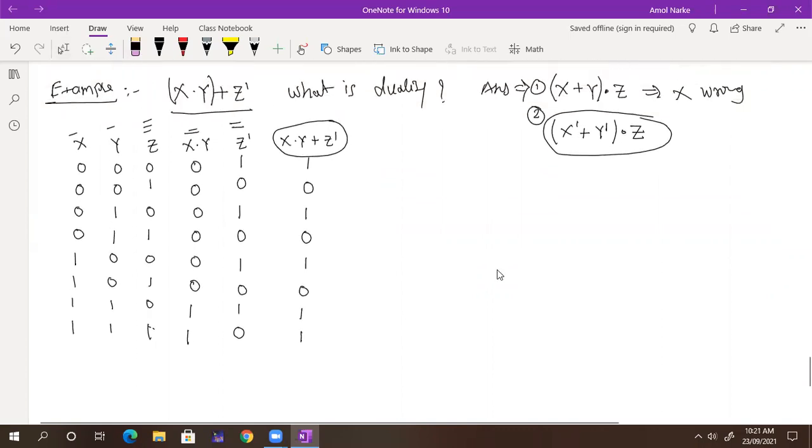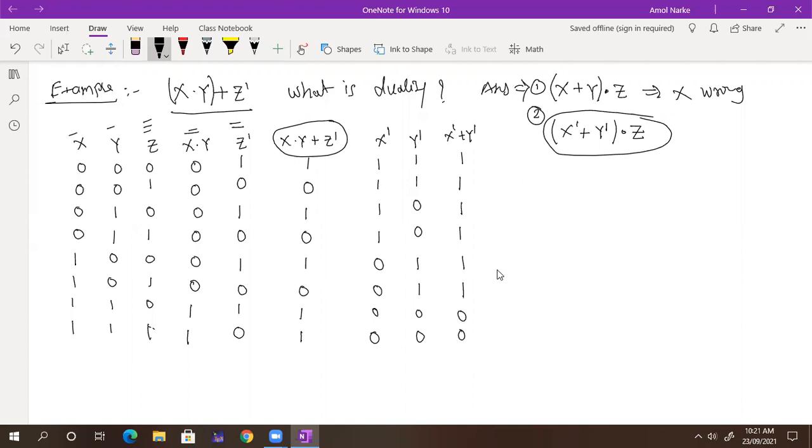I just try to find out here only. So what we have here, x: 1, 1, 1, 1, 0, 0, 0, 0. Again we have y complement: 1, 1, 0, 0, 1, 1, 0, 0. Next we have plus in that. Plus is nothing but or. So here I will get 1, 1, 1, 1, 1, 1, then 0, 0.